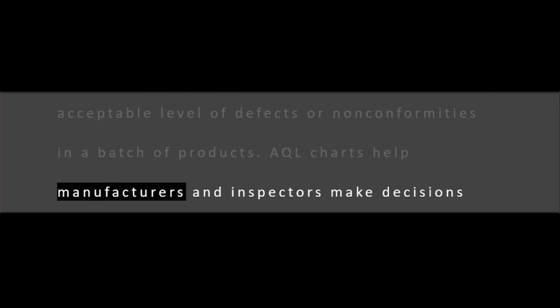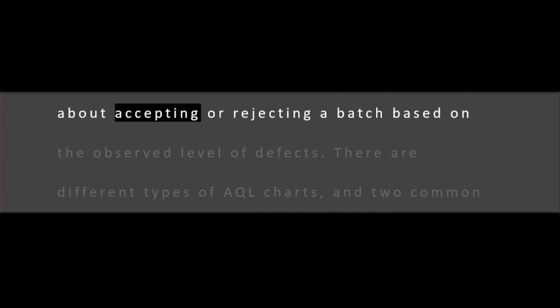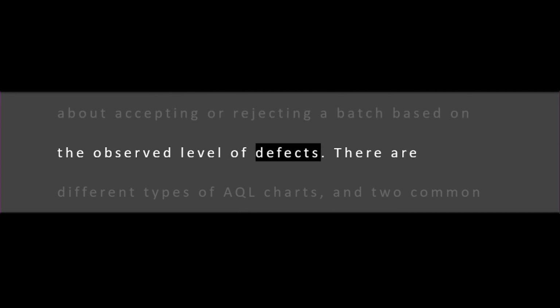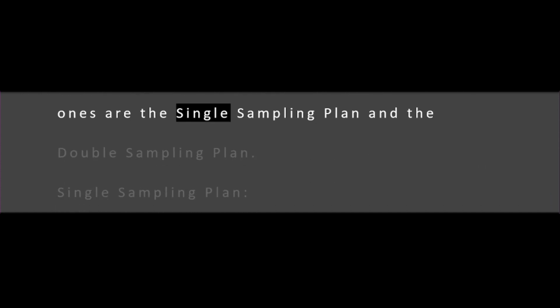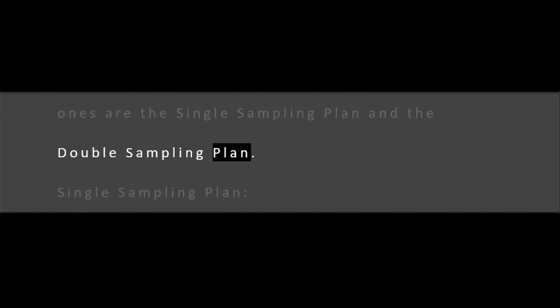AQL charts help manufacturers and inspectors make decisions about accepting or rejecting a batch based on the observed level of defects. There are different types of AQL charts, and two common ones are the single sampling plan and the double sampling plan. Single sampling plan.